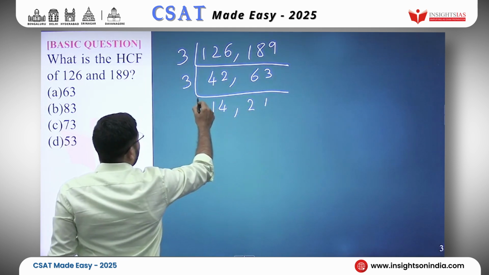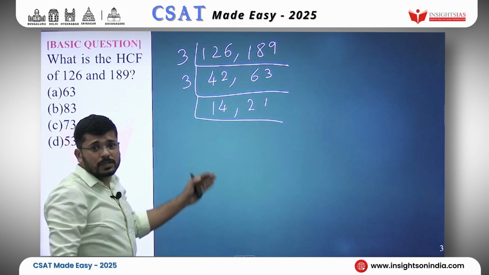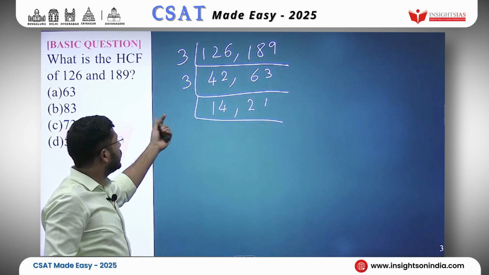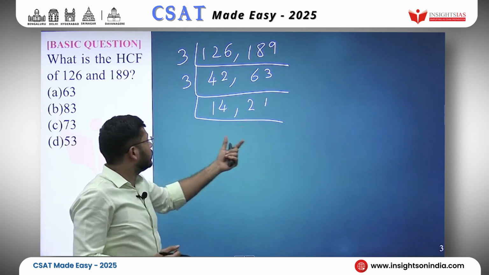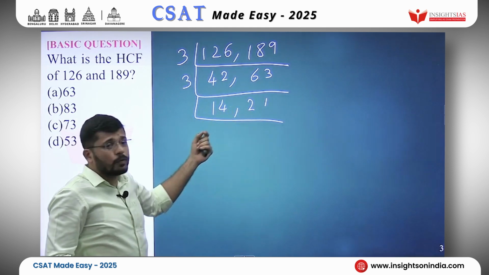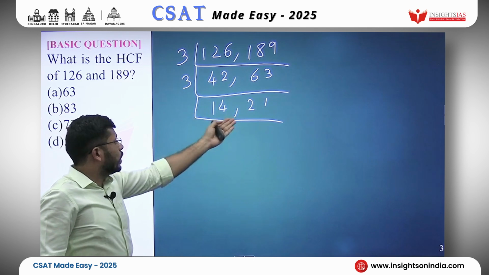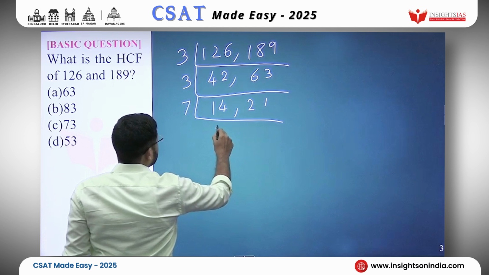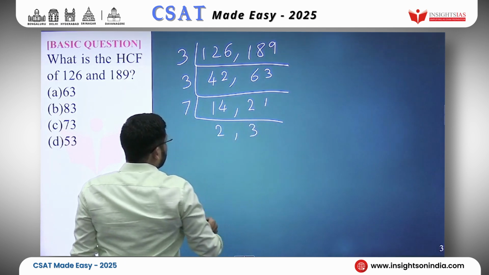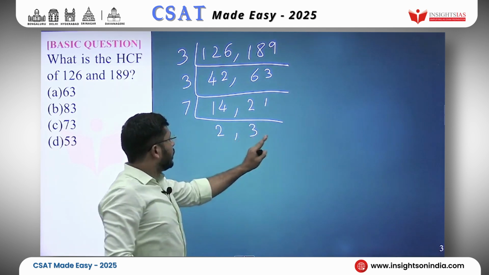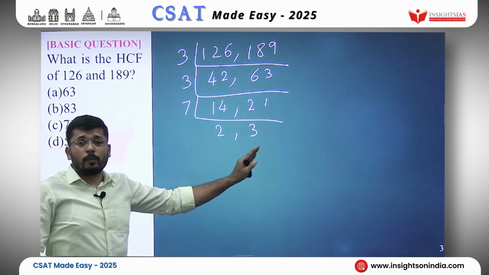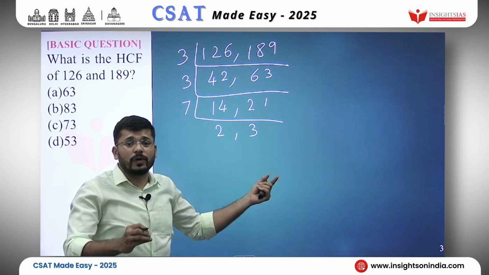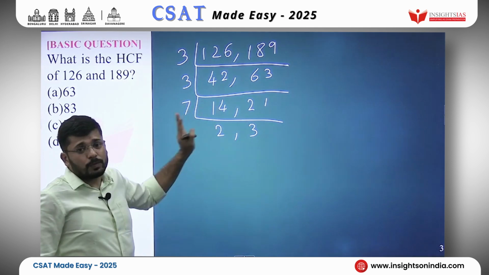And we will repeat the same process till we get two numbers which do not have any common factor, any common divisor. And how do we find the HCF of 14 and 21? By looking at them, we know that both are divisible by 7, right? This is 7 into 2, this is 7 into 3. Now we arrived at two numbers which do not have any common factor other than 1. 2 and 3 do not have any common factor other than 1. So we stop the process here.